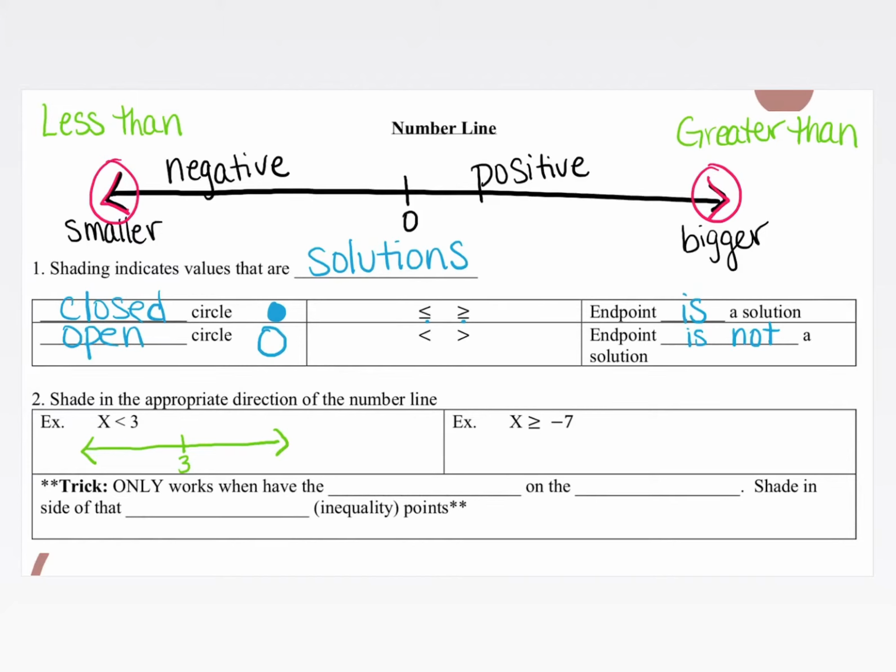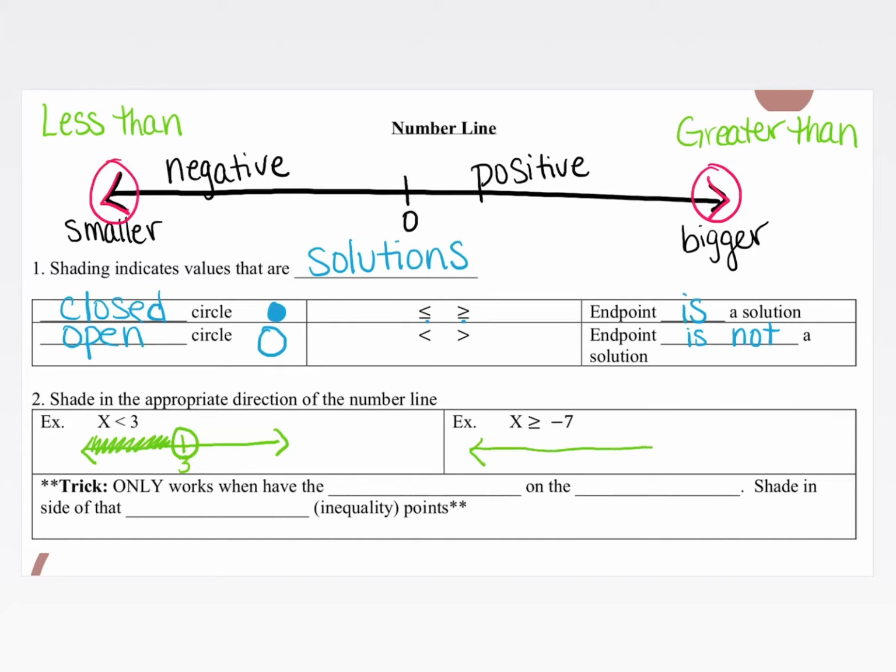Since we have x is less than 3, we know that this is an open circle. And because x is less than 3, this means that x could be all of the values that are smaller than 3. So in this case, we're going to shade on the left-hand side of our number line. For the next example, we have x is greater than or equal to negative 7.